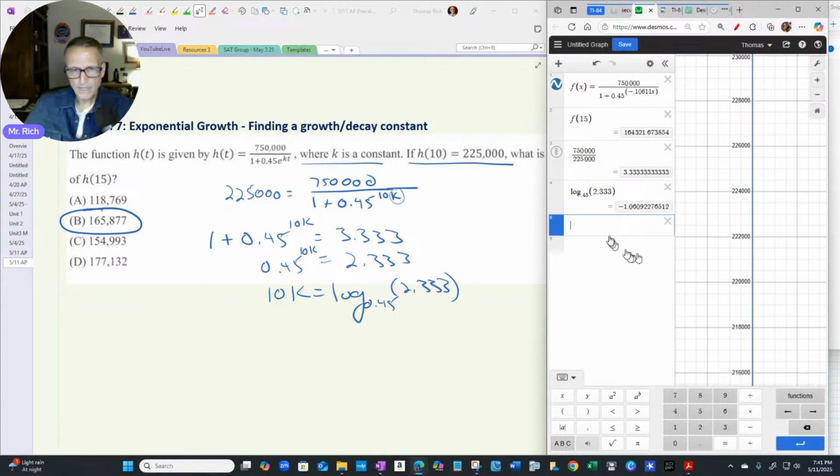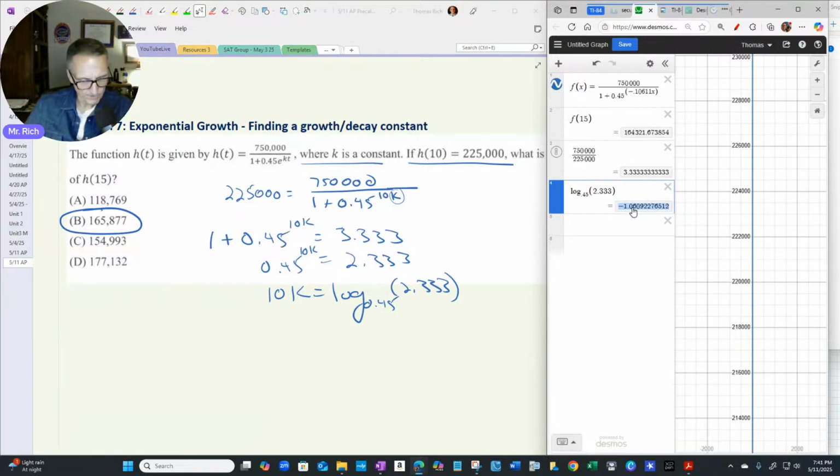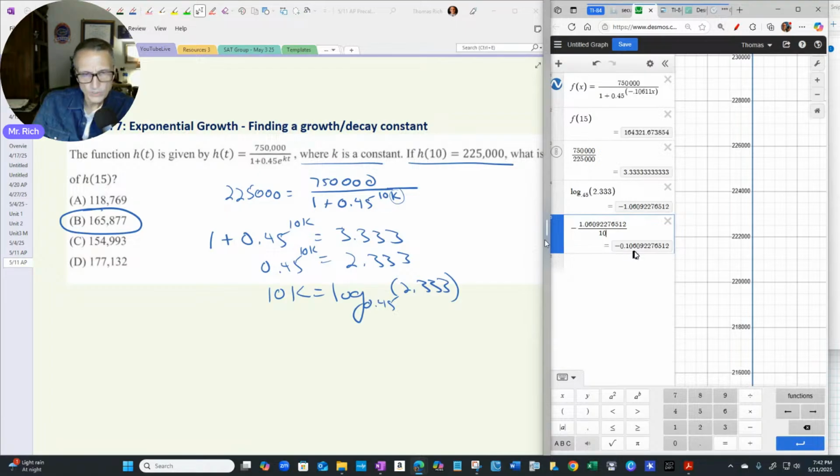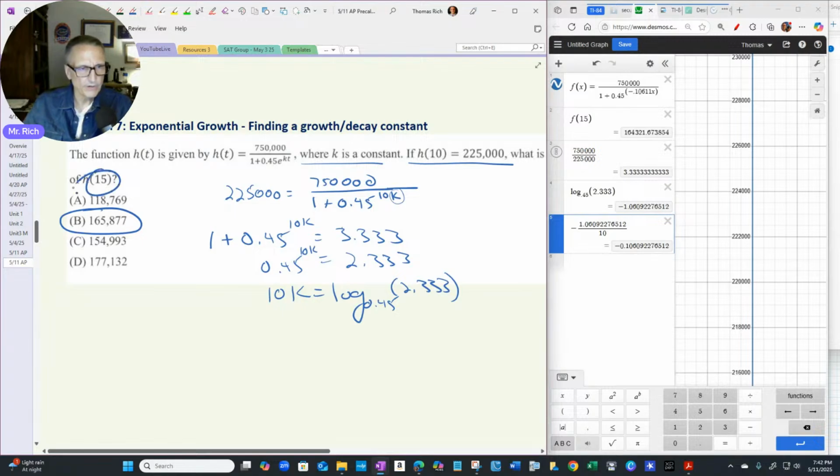You get that, and then you would divide that by 10. So take that number and divide it by 10. And there you go. That was our value there. 0.106 was our value for K. All right, and once you have that, you again use your calculator to evaluate H of 15.